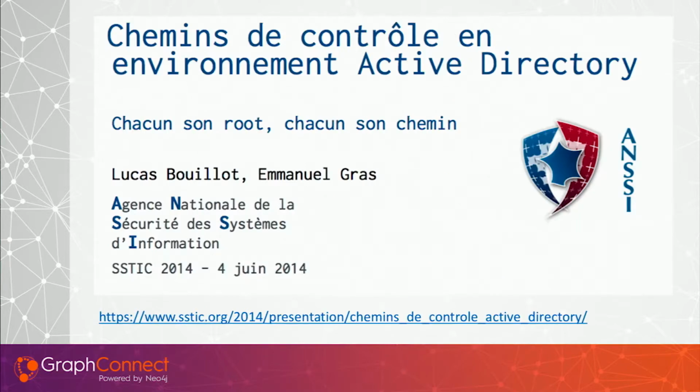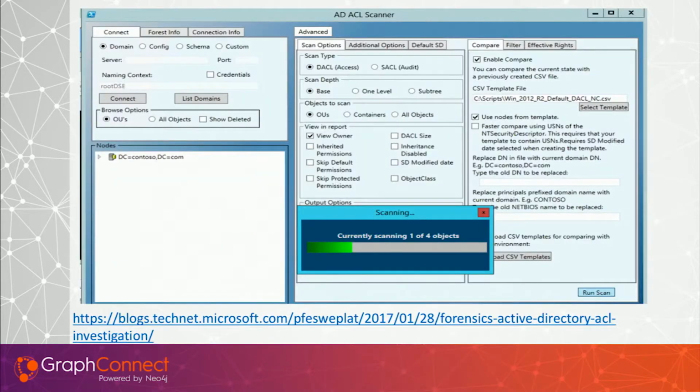Active Directory Control Paths, this is a French project from ANSSI, which is obviously a part of the French government. This was an important work where we learned a little bit more about graph theory itself, how vertices and edges relate to one another, and how to actually conceive of a graph design in an effective way. And then this project here called Active Directory ACL Scanner by Robin Granberg at Microsoft. This kind of helped us understand more in depth how ACLs work in Active Directory.